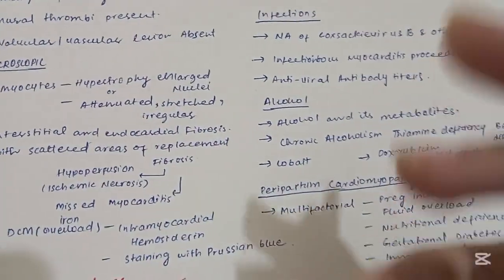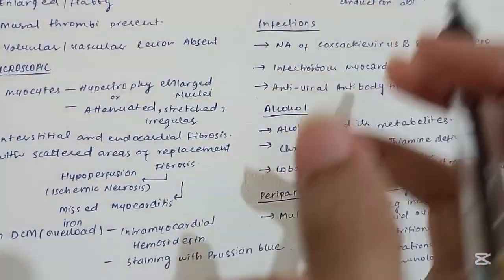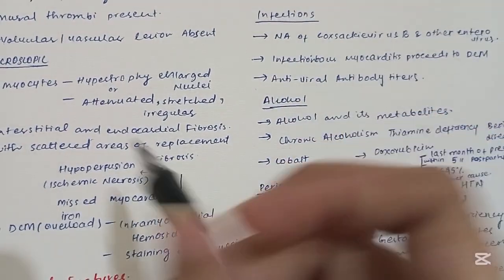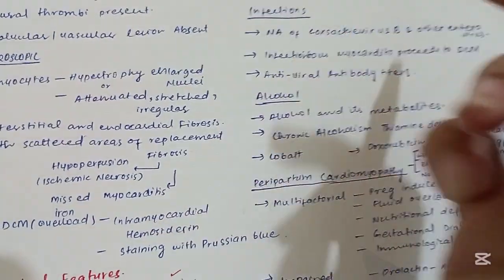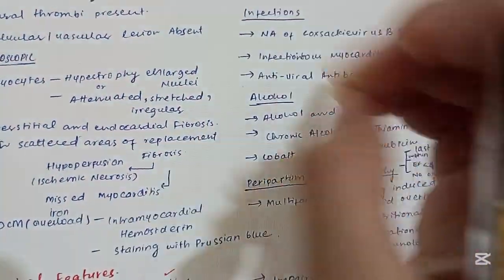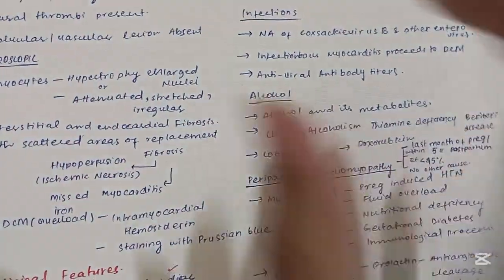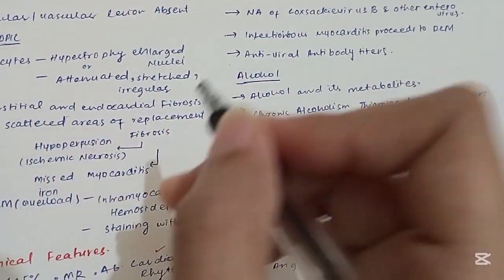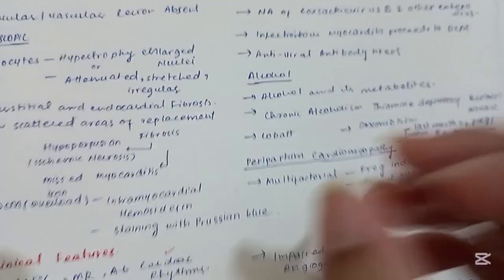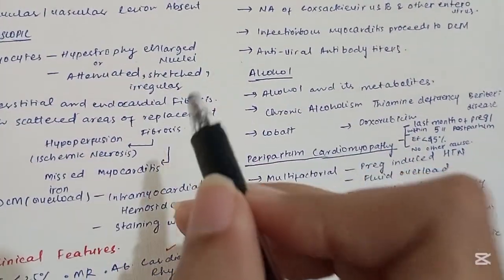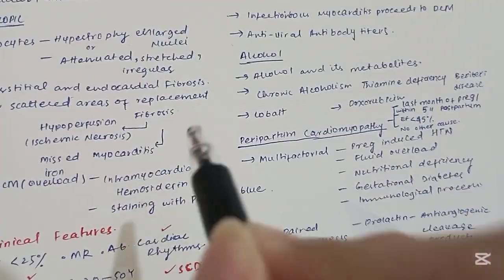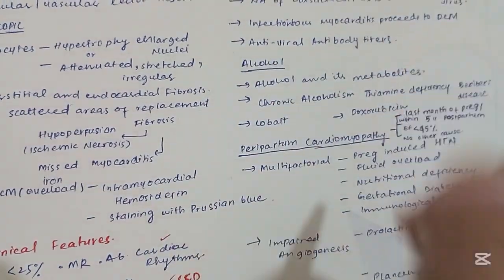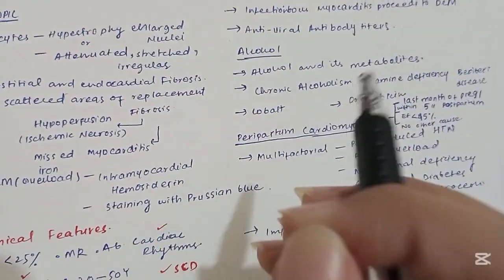Now, the histological picture. It most commonly varies depending on the cause, but mostly in the myocytes there can be hypertrophy and enlarged nuclei, or there are attenuated, stretched and irregular myocytes. Next, we have interstitial and endocardial fibrosis, and there are scattered areas of replacement fibrosis, which result from hypoperfusion or missed myocarditis. In DCM caused by iron overload, there is intramyocardial hemosiderin accumulation, which is visible by staining with Prussian blue.